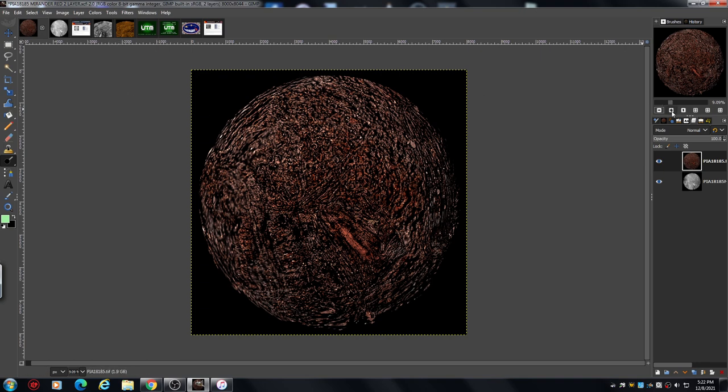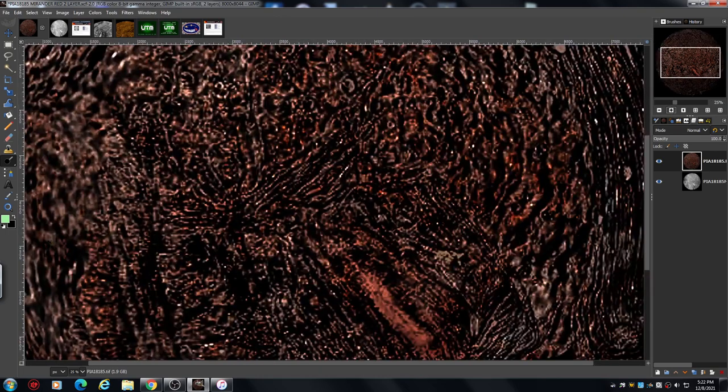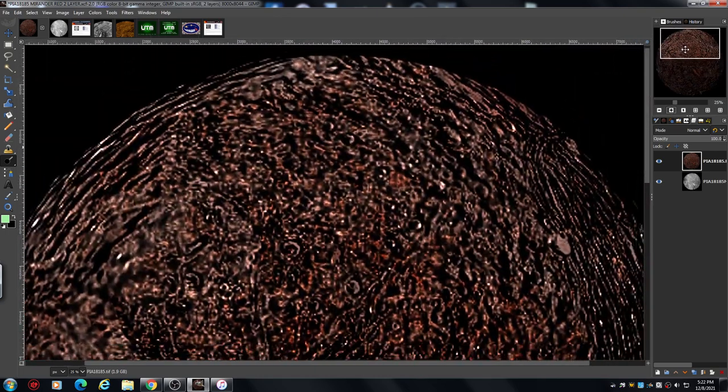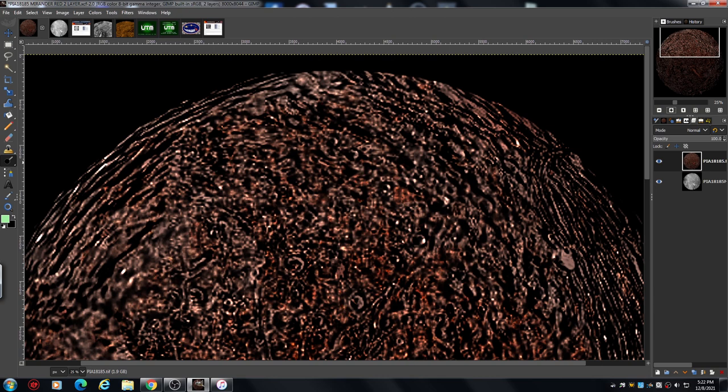And like I always say, if you're new to this, you may find some of these images difficult to look at. So I recommend pausing and just observing and trying to take it in.